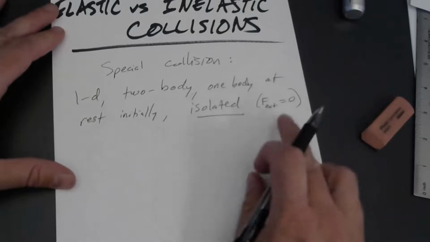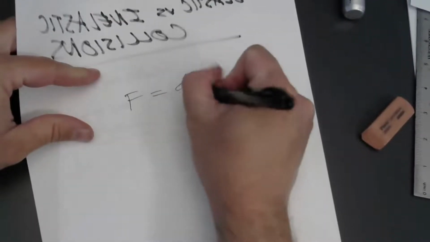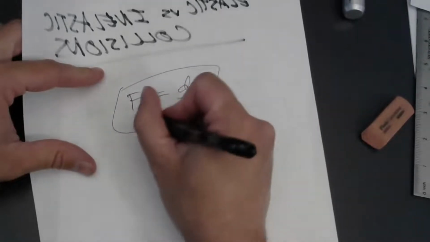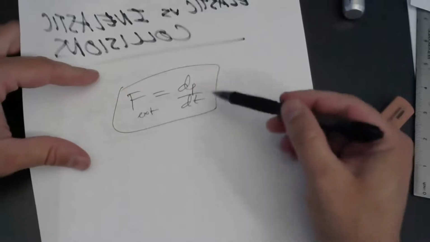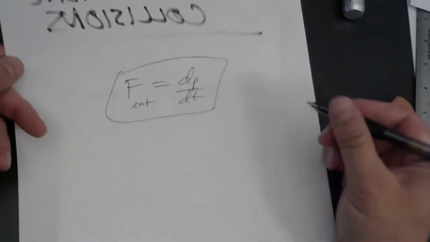Remember what you can conclude from this? Apply Newton's second law in this form to the whole system. If there's no outside force, remember this is external, then there's no time derivative. In other words, the momentum's not changing. The momentum is conserved.